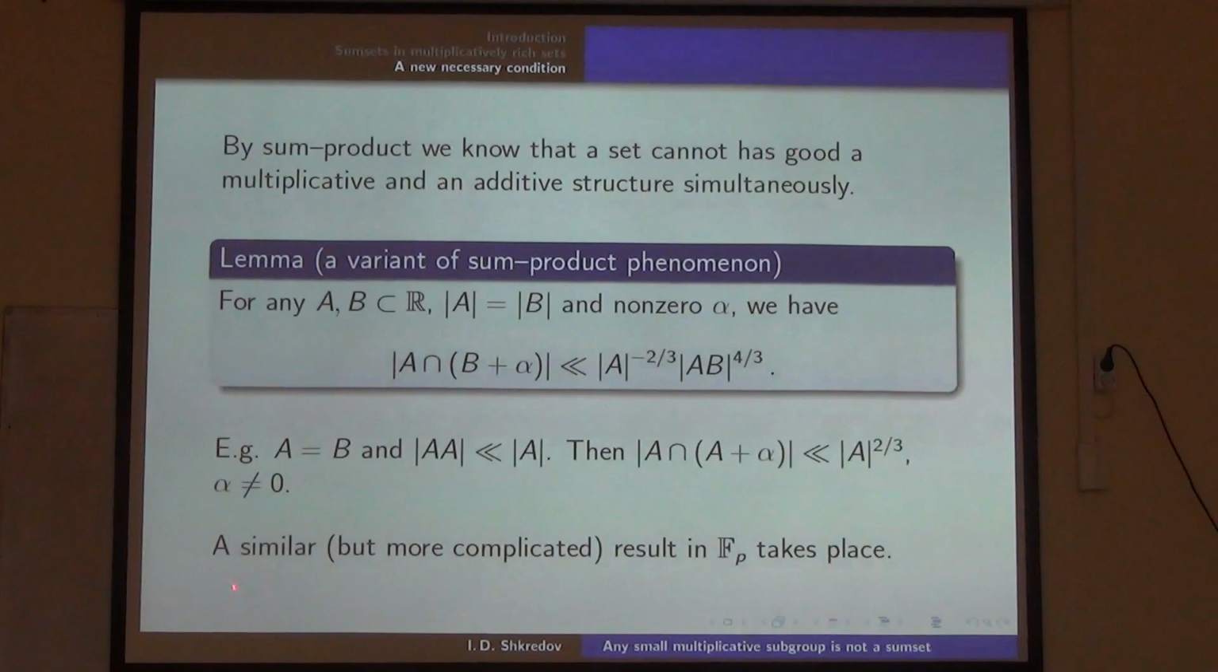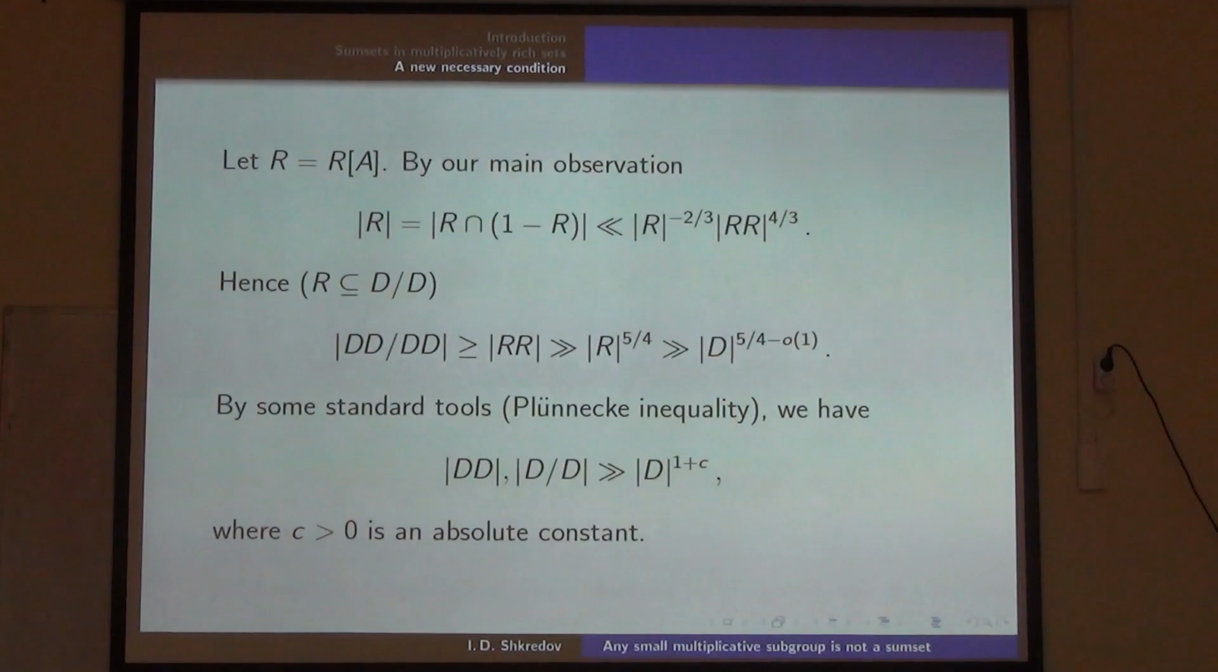A similar result holds in F_p. After that, just use our observation. So R equals 1 minus R, that is R. By our lemma, this quantity is less than this expression, and it means that R times R must grow, right? So R times R is greater than |R| to the power 5/4, and we know that the size of R is more or less |D|. So it's |D| to this power, and it means, because R is living in D over D, that this quantity is greater than |D| to the power 5/4. After that, use standard tricks like the Plünnecke inequality and derive that this quotient is greater than |D| to the power 1 plus c.